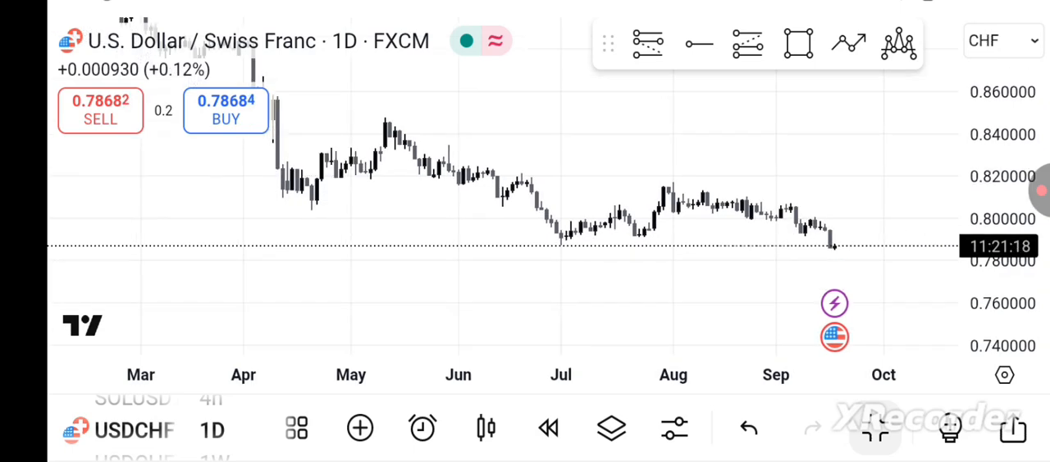Let me recall it again. A support level is for a buyer, so it's a demand zone where a buyer is setting in to buy. That's called a support level or a demand zone.